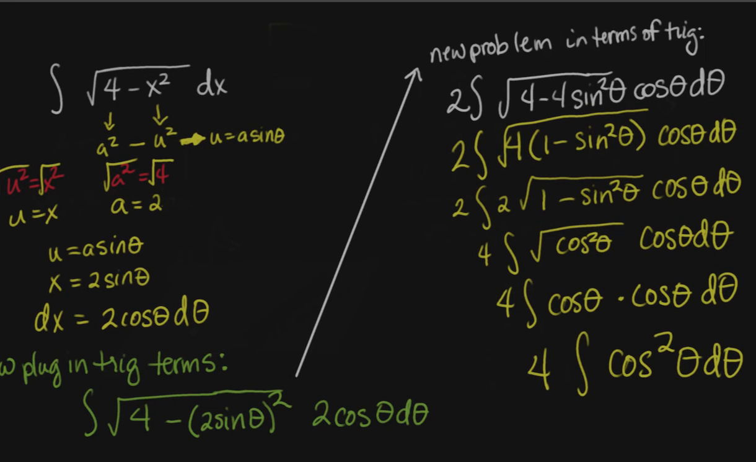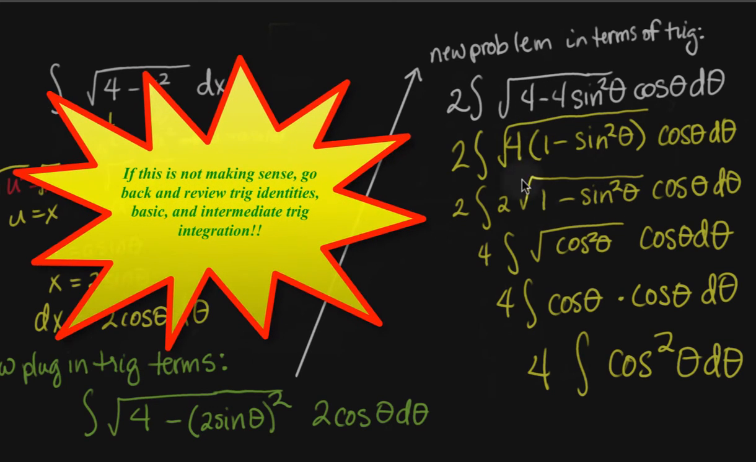When you do all that, this is what's going to happen. So you factor out the 4, then you square root the 4 to give you 2. 1 minus sine squared becomes cosine squared. And then square root of cosine squared is cosine. And then cosine times cosine is cosine squared. The 2 came out in front, giving you 4. This should be pretty straightforward. If not, go back and review your basic trig, identities, Pythagorean identities, and trig integration.